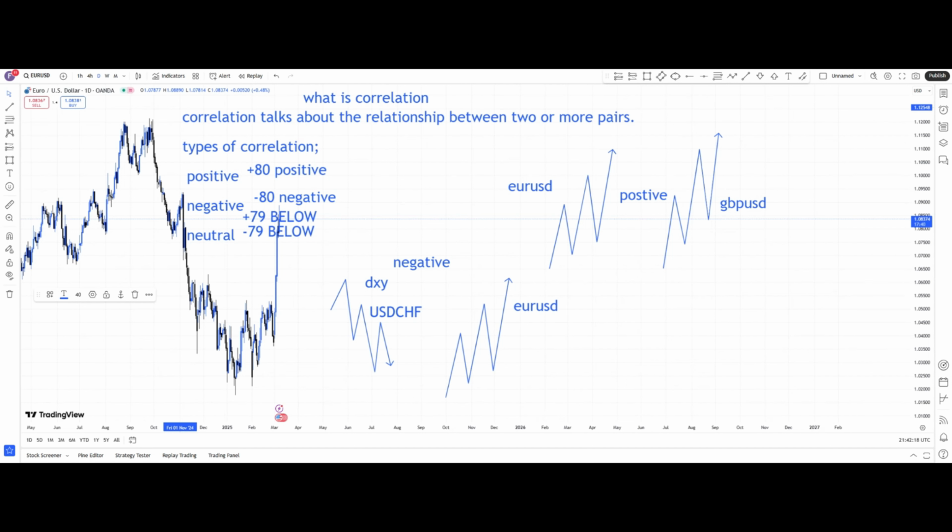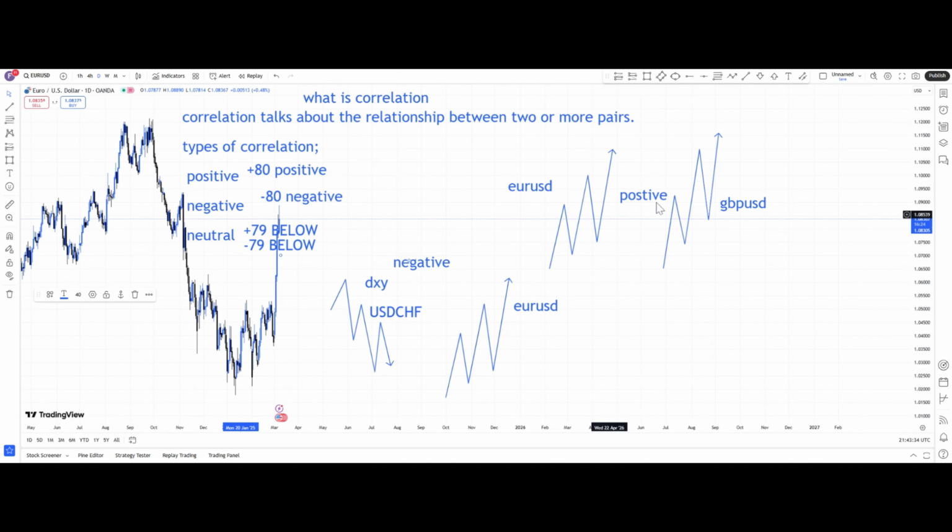Now, also, when the negative correlation is below minus 80%, that's also good. Now, neutral simply means that there is no existing relationship between these two variables. So, neutral, anything around plus 79 and below is neutral, and also minus 79 and above is neutral.